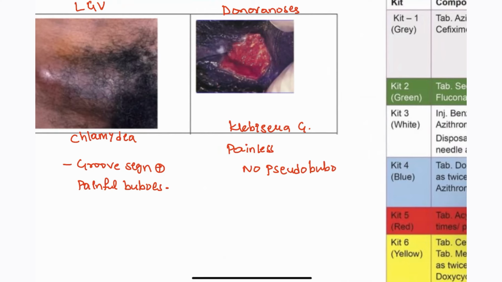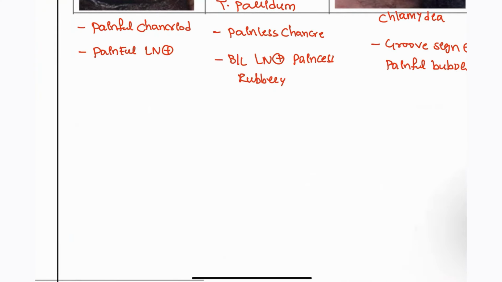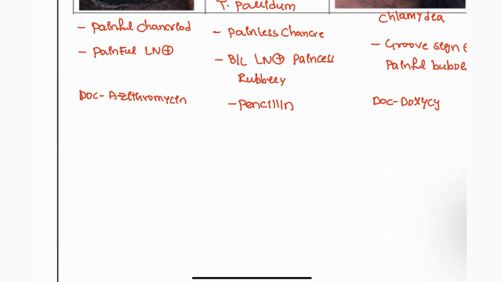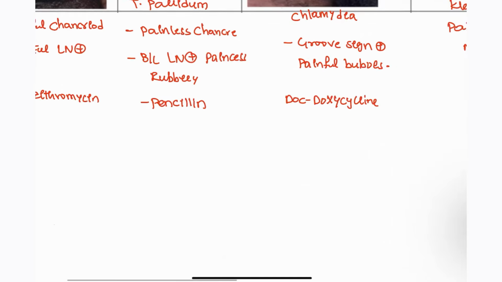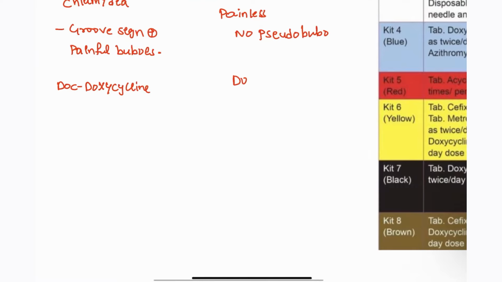Right, what is the drug of choice for this patient? For the patients suffering from chancroid, we can give the drug of choice azithromycin. Here the drug of choice is penicillin. And here the drug of choice is doxycycline. And in this patient we can give the same again, azithromycin.